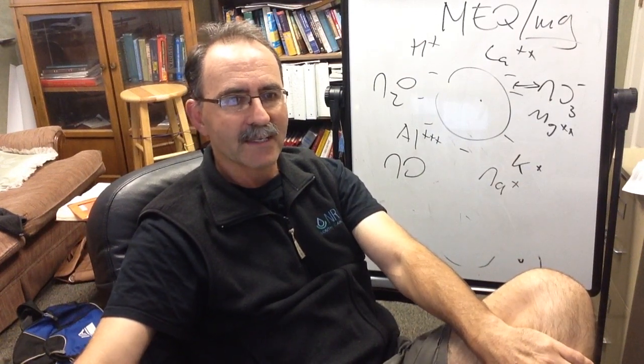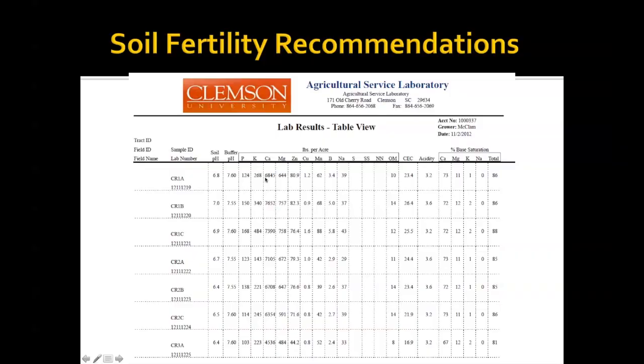The micronutrient addition is often in the form of comments rather than hard and fast numbers. Okay, so typically a soil fertility analysis from Clemson will include pH, buffer pH, phosphorus, potassium, calcium, magnesium, zinc, copper, manganese, boron, sodium, the amount of organic matter. This is a very, very high organic matter concentration. 10% is very high. Typically, that number is going to be between 1 or maybe even half and 2%.